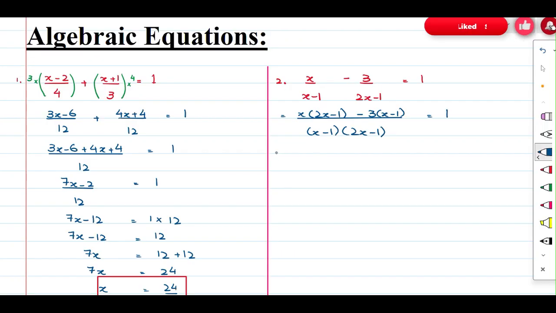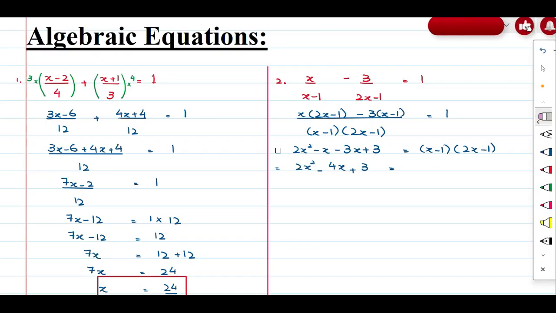1. Right. Now in the next step, x is distributed: 2 times x squared minus x, minus 3 times x, minus times minus, plus 3. That equals, this whole thing is multiplied with 1, it means (x - 1) and (2x - 1). Okay. Now here we have 2x squared, and minus 1 and minus 3 is minus 4x, and plus 3. Let me simplify my right hand side. Again, I'm putting the equality, sorry.